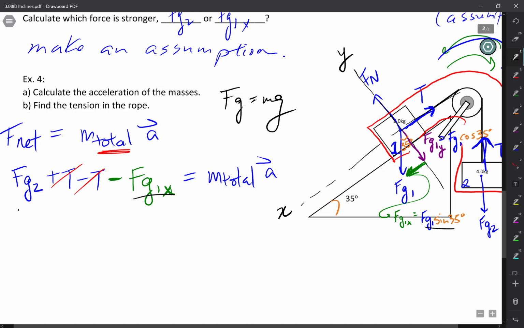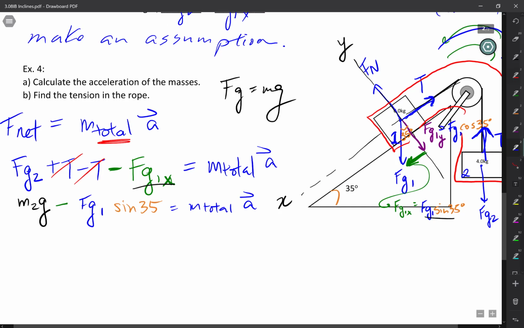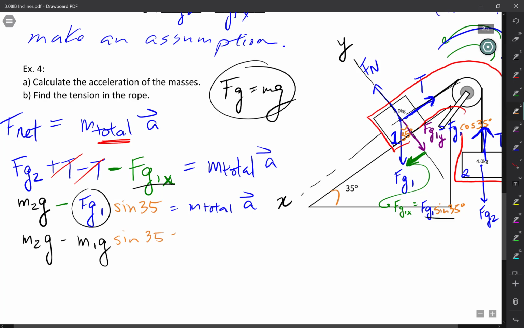For Fg2, I'm going to have m2g, and this is going to subtract Fg1x, which is m1g times sine of 35, and this is going to be equal to my m total times the acceleration. So I'll have m2g minus m1g times sine of 35, and this is equal to the total mass, m1 plus m2, all of it times acceleration.